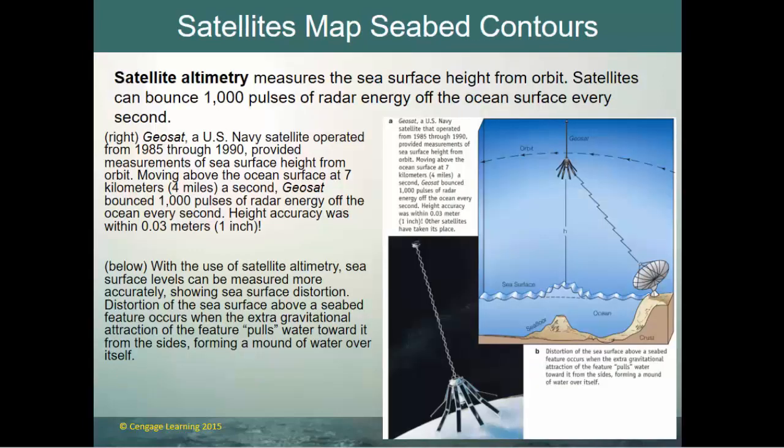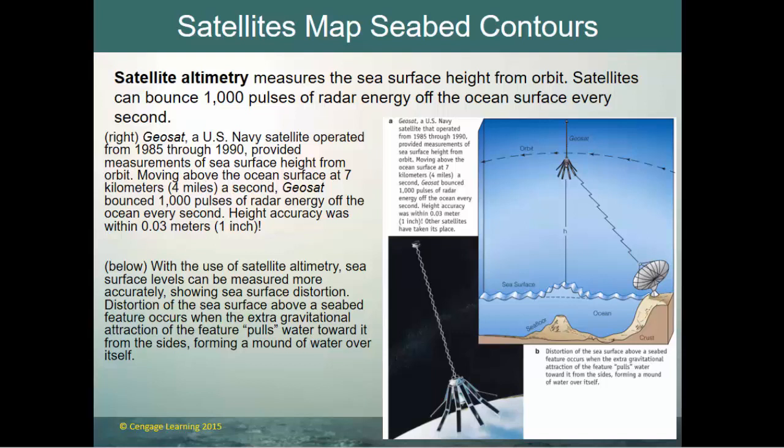Satellite altimetry, this is kind of amazing. Satellites can measure the sea surface height from orbit, meaning they can see just how high the sea surface is from orbit. And what satellites tell us is that the sea surface isn't flat. Now, you pour a little bit of water out on a table and it creates a completely flat surface.